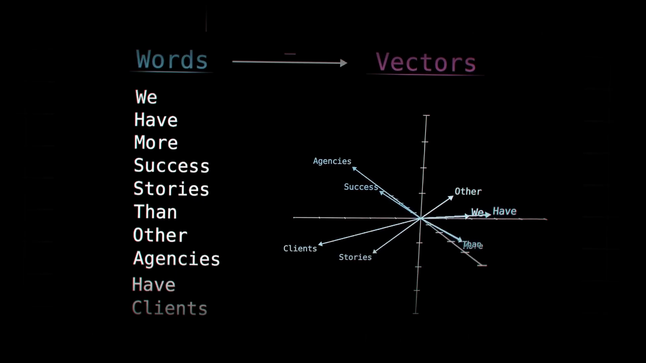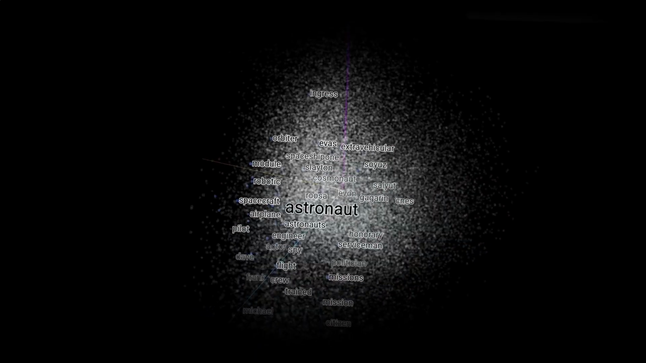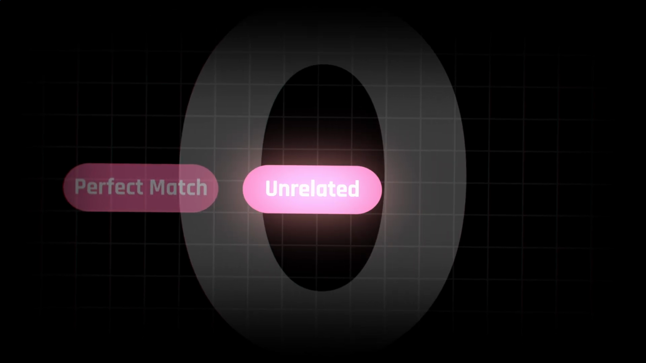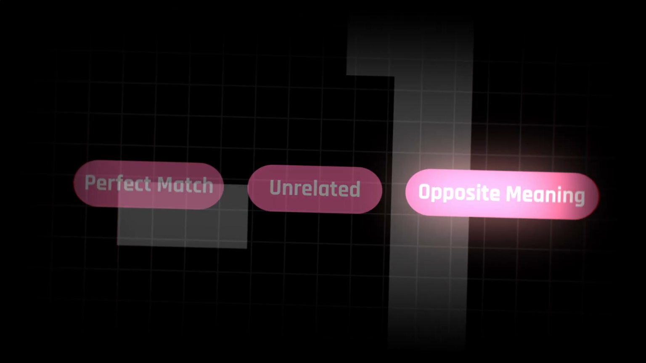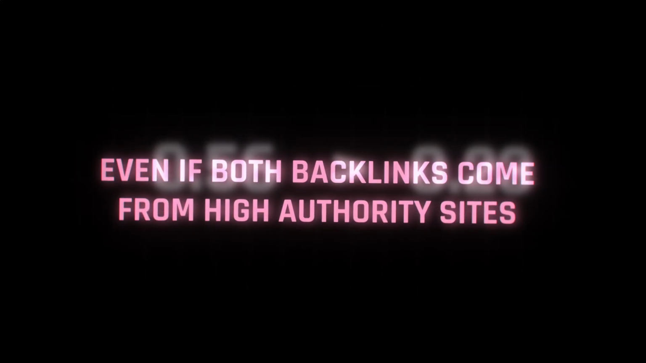not just on keywords. It works by converting the content into vectors, basically a list of numbers that represents concept and language. And then it calculates the angle between these vectors. 1 is a perfect match, 0 totally unrelated, -1 is the opposite meaning. So the closer your similarity score is to 1, the more relevant the backlink is to your content. A 0.56 score is way more powerful than a 0.23, even if both backlinks come from high authority sites.